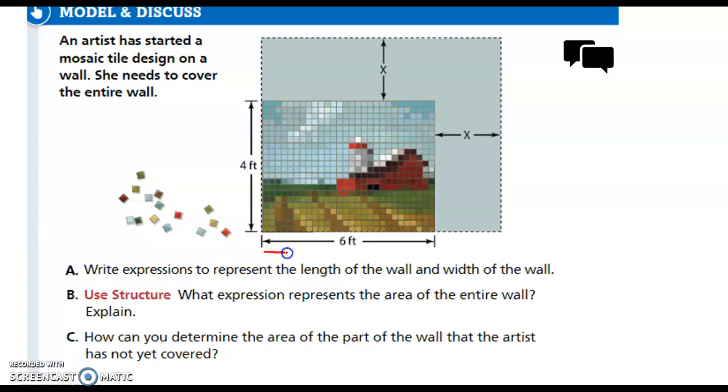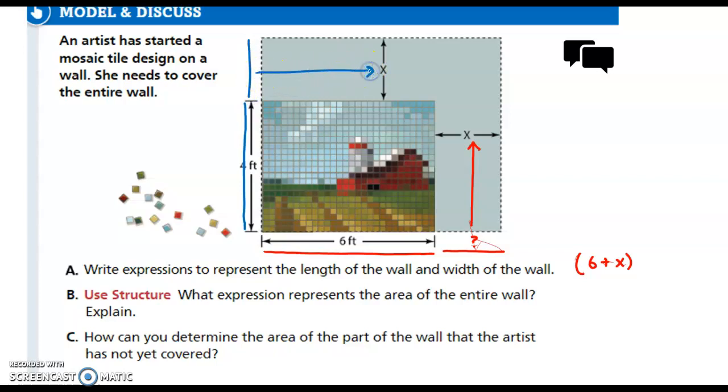Well, it looks like the length of the wall is 6 feet this way, but then with a missing piece. And that missing piece is the same size as this, so the length of the wall would be 6 plus x. The width of the wall would be 4 feet this way with a missing piece here, which is the same length as that. So the other dimension would be 4 plus x.